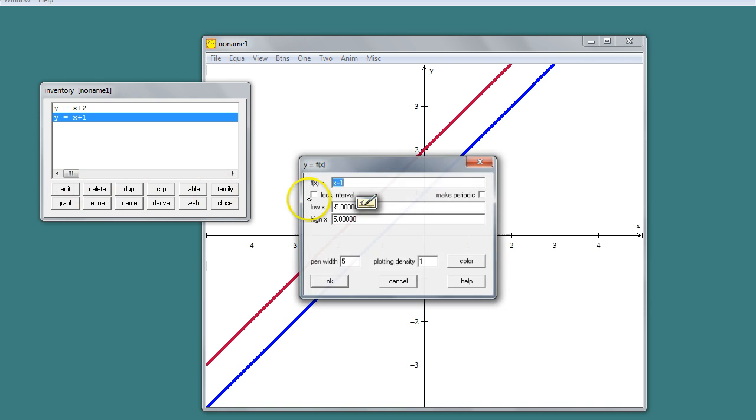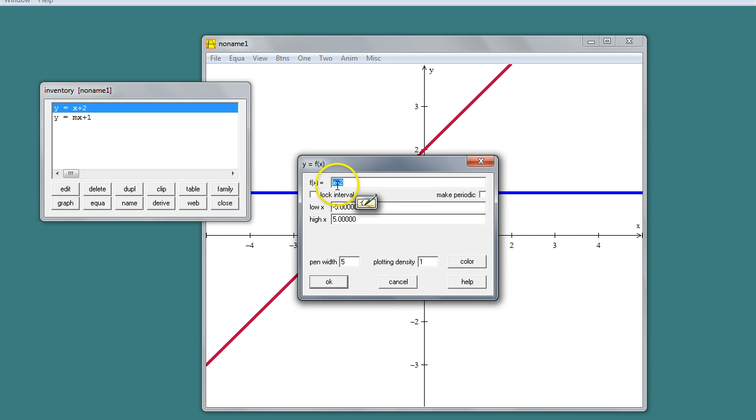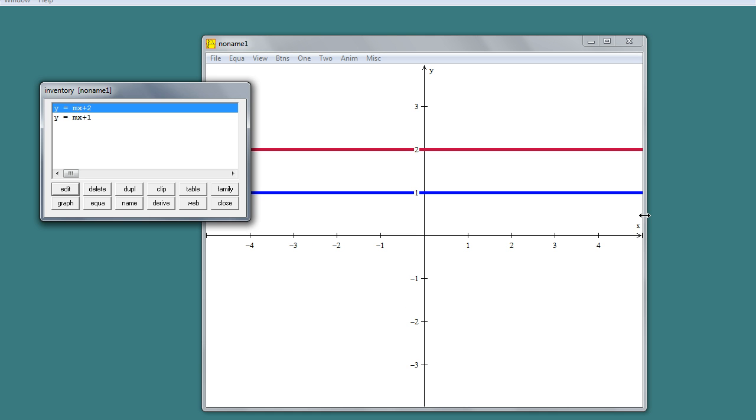What's nice about this is, watch this. I'm going to edit this. Instead of having slope equal to 1, I'm going to put down m for slope. Oh, I get a horizontal line. That's interesting. And then edit the other one: instead of 1, I'm going to put m here. They have the same slope, don't they? They both have slope of m.